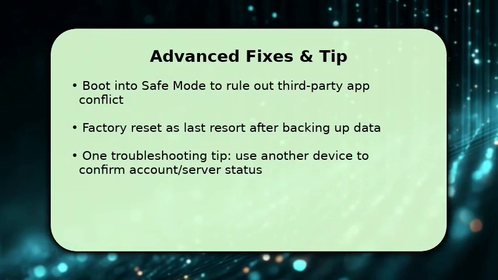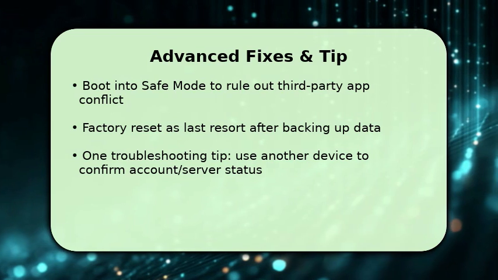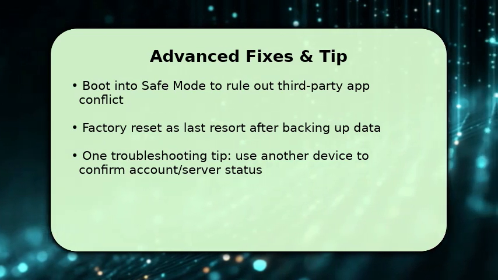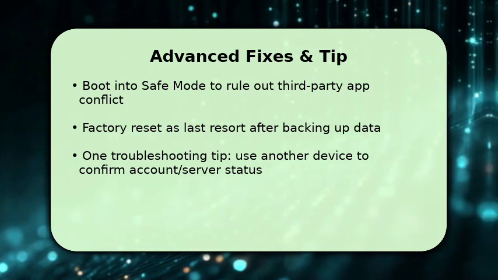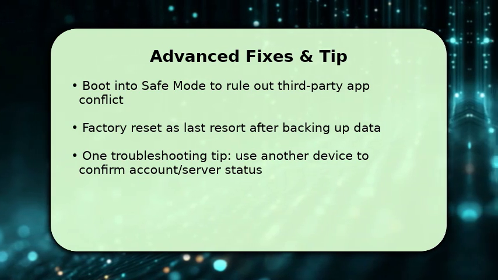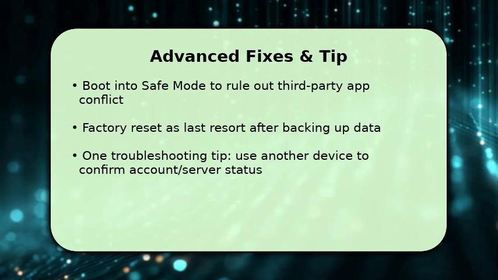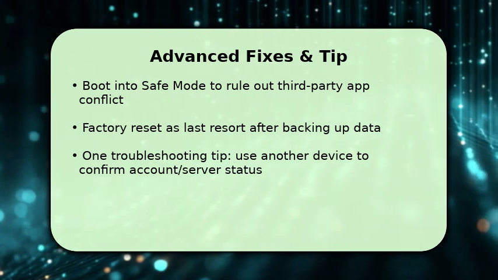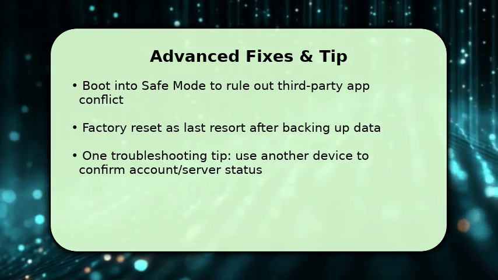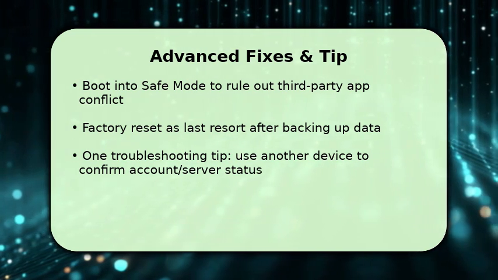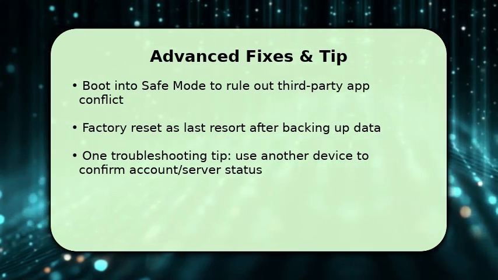For stubborn cases, boot your J2 into safe mode so only system apps run. If YouTube works there, a third-party app is the culprit, and you should uninstall recent installs. If nothing else fixes it, back up photos and contacts and perform a factory reset that clears deep software corruption. Make sure to sign back into Google and update apps after reset.